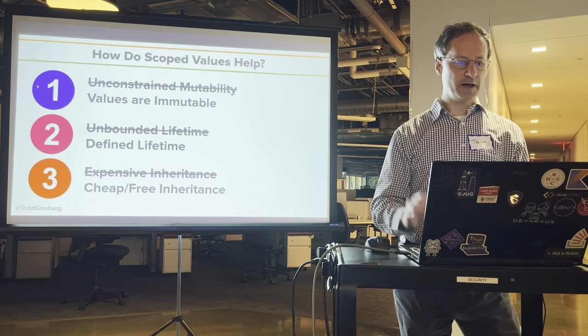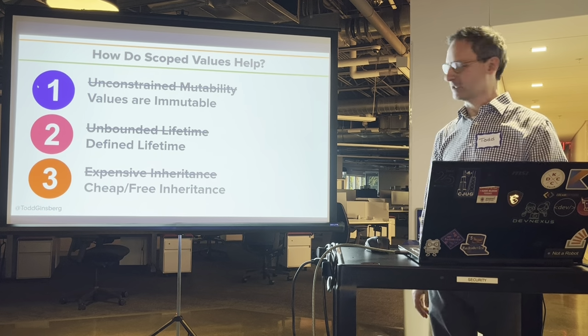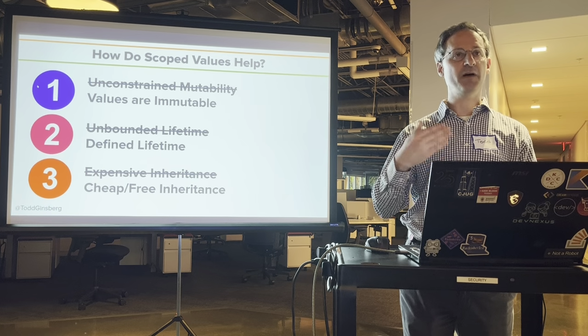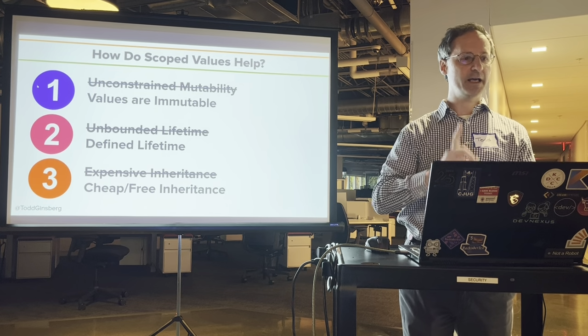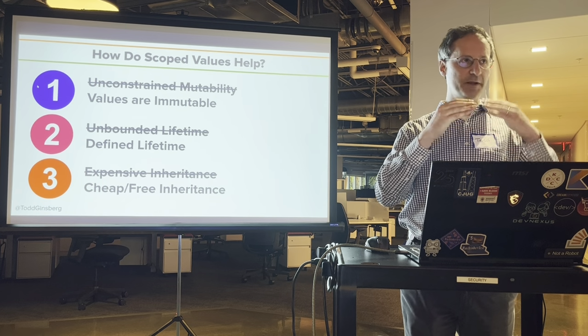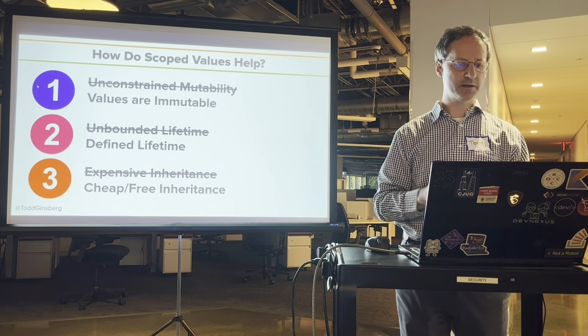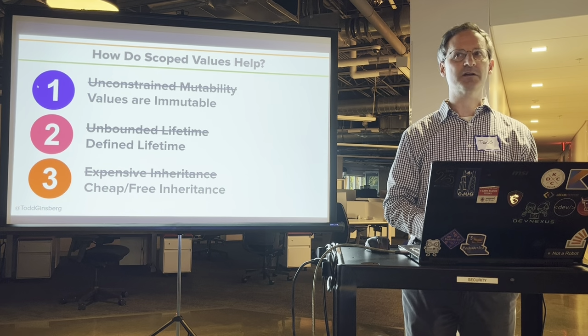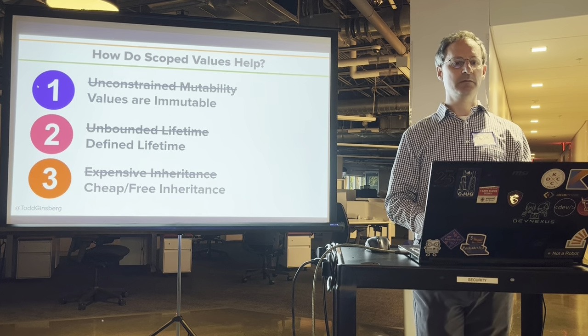So scope values help by basically doing the opposite of all these problems. Their values are immutable. Once I set it, I can't change it. I can redefine it for my child scopes, but I can't change it for my scope. There's a defined lifetime. It runs within a specific scope, and I'll show you what that means. And then inheritance is cheap or free because the values that are stored in there are immutable.